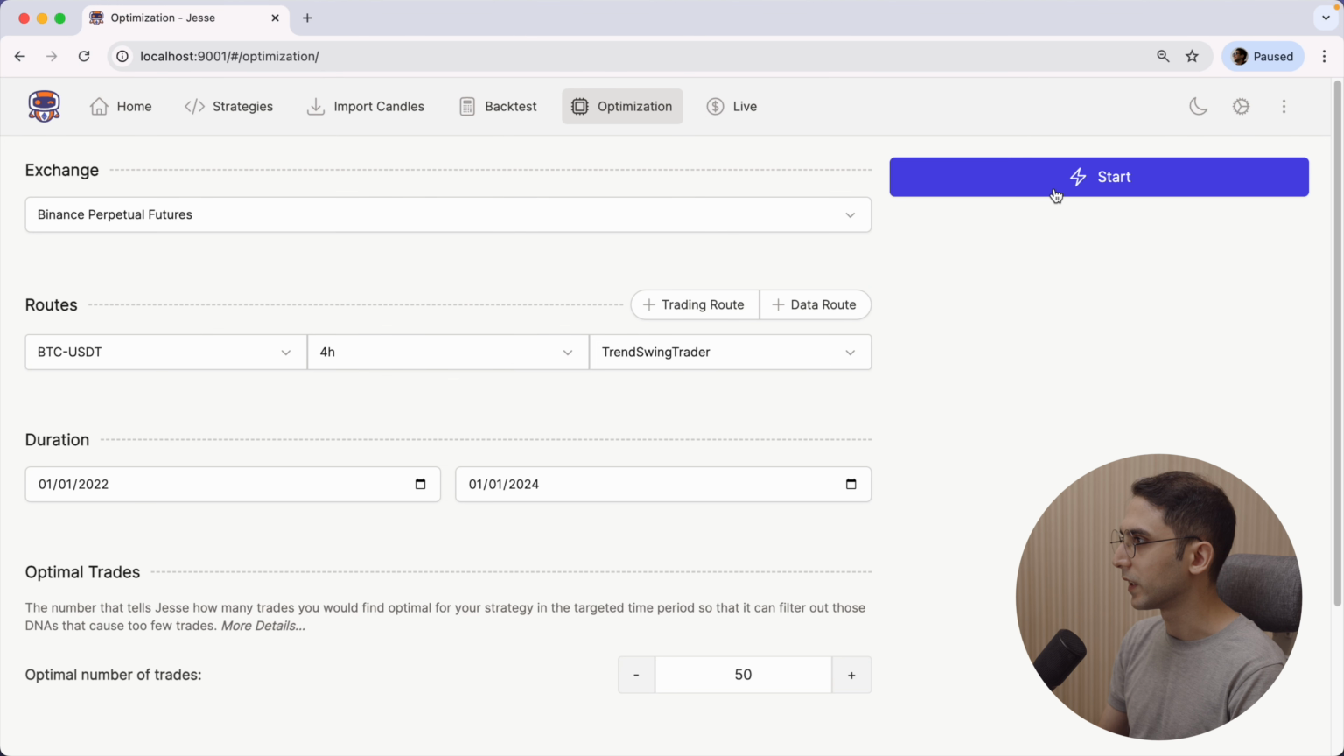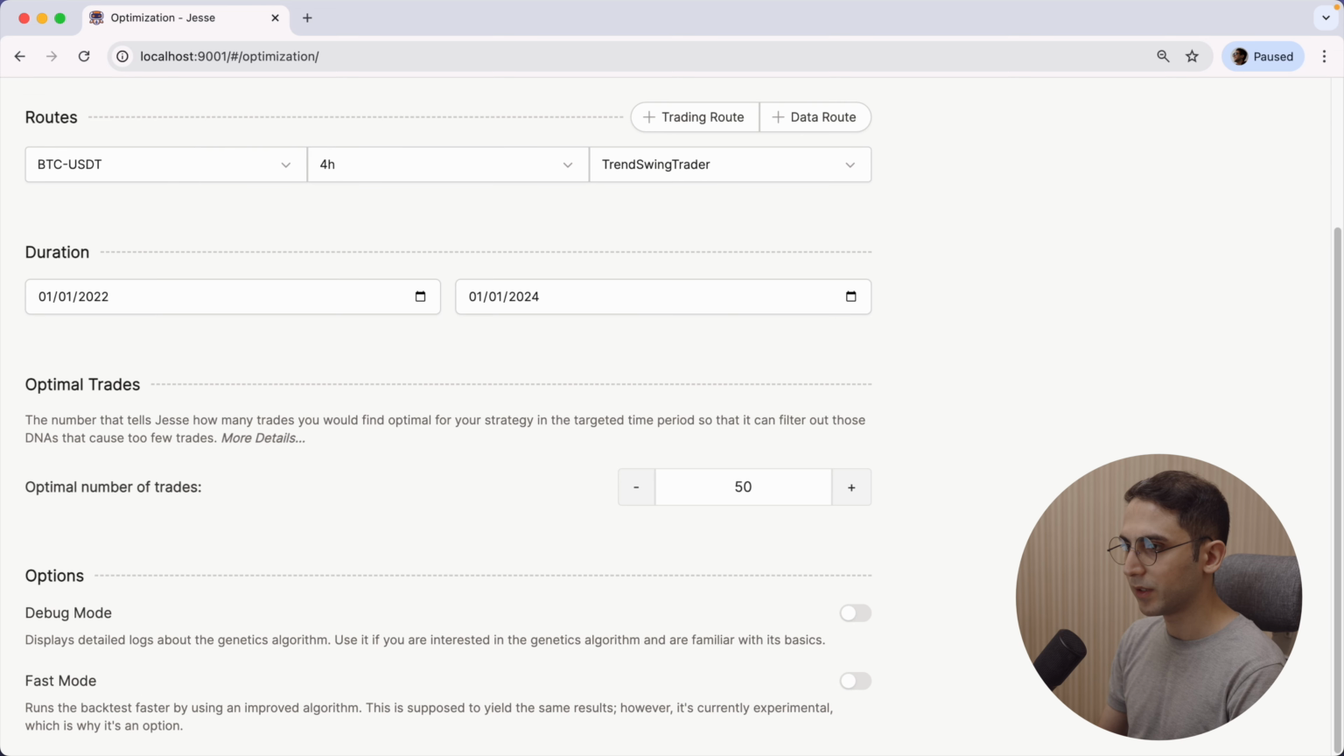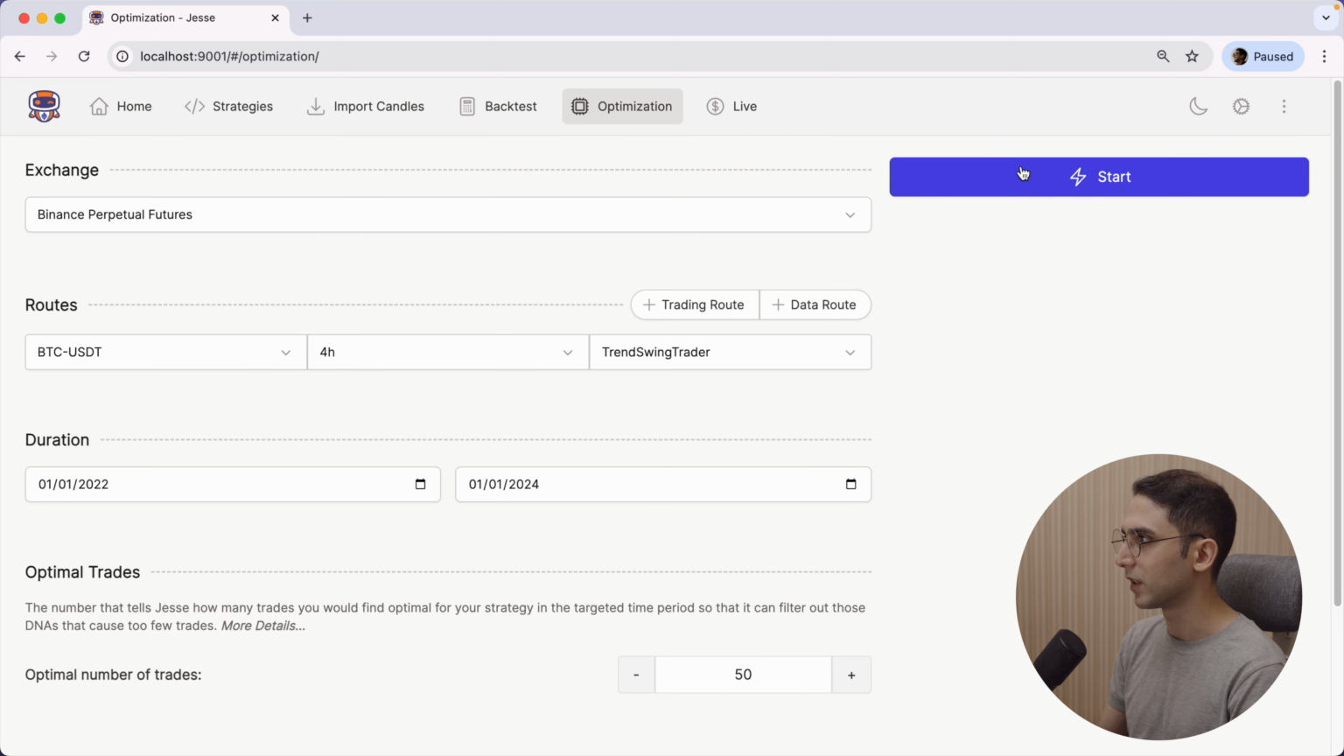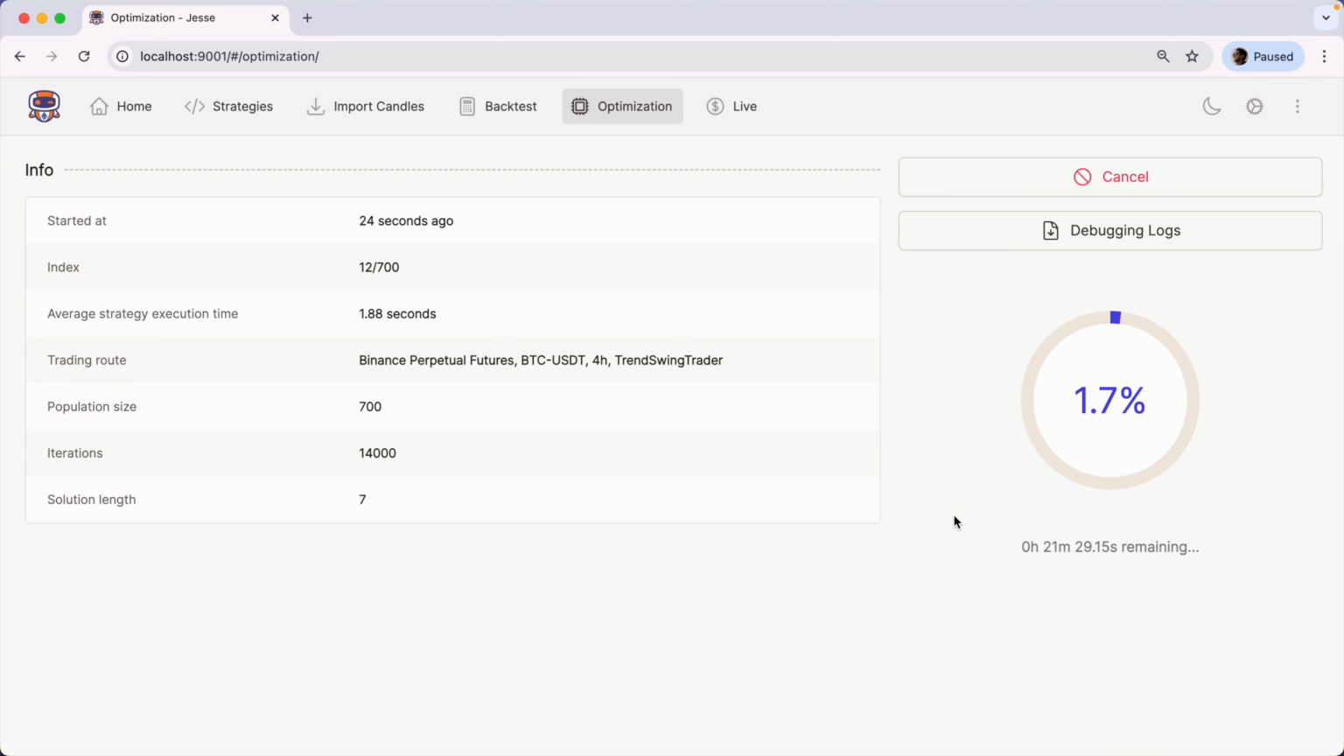Oh, so I forgot one thing. Let's also enable the debug mode and the fast mode for this strategy. Okay, let's run it again. Notice that it's telling me that in 21 minutes it will finish.